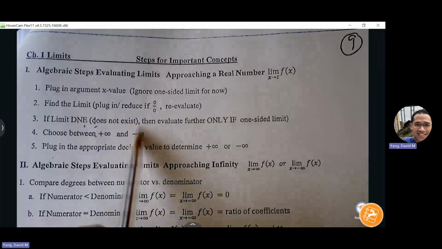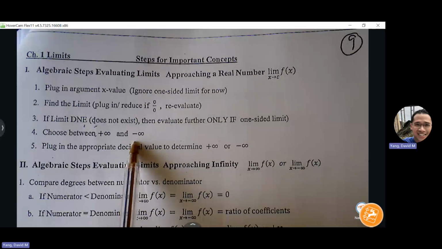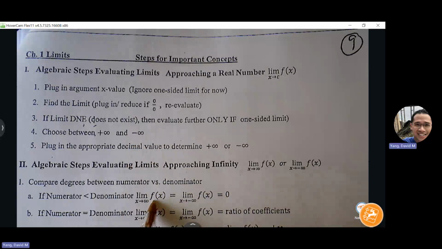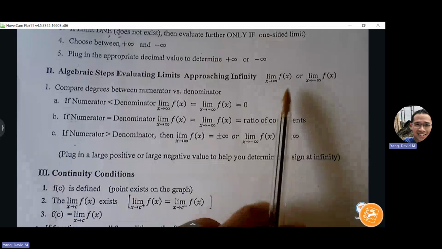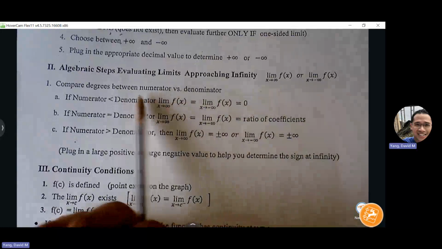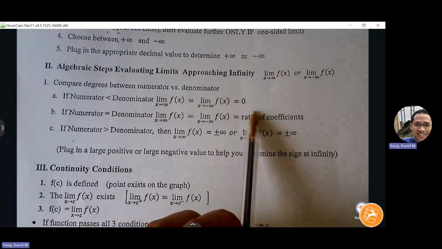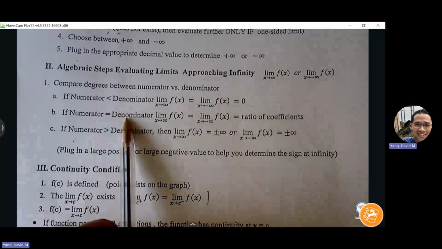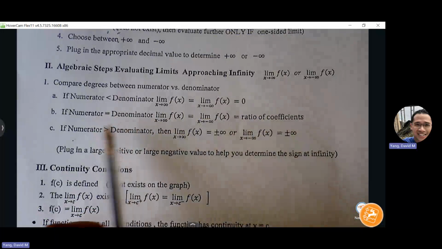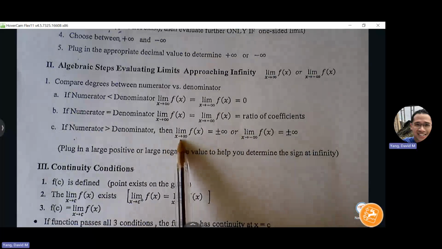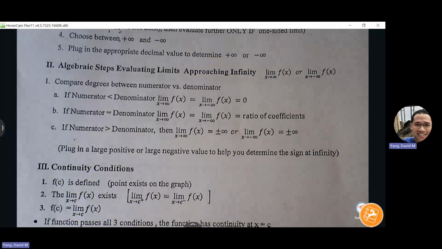So that's the hard part here, knowing when to involve decimals and when to ignore the one-sided limit. All right, and then if we're approaching infinity, we know that we're comparing degrees. If my denominator is higher than my numerator, I know my limit is going to go to 0. If my numerator and denominator are the same, it's the ratio of the coefficients. If my numerator is higher, then it's going to be plus or minus infinity, and I would test either 100 or negative 100, depending on where my graph is headed.